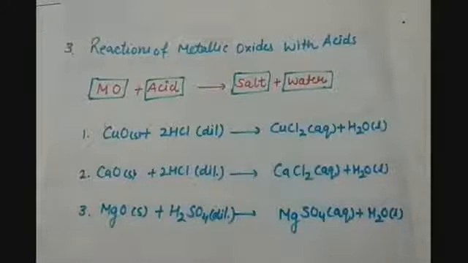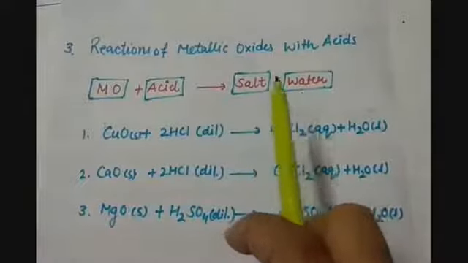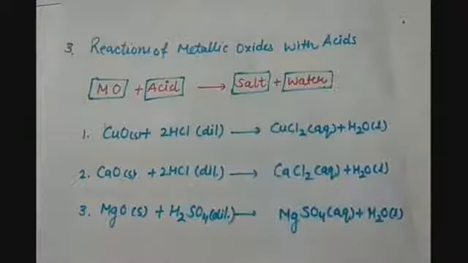The third chemical property of acids is the reaction of metallic oxides with the acid. Whenever a metal oxide reacts with an acid, it produces salt and water. Why is salt produced? Because metallic oxides are basic in nature. So when a base or a basic material reacts with an acid, a neutralization reaction takes place and salt and water are produced.